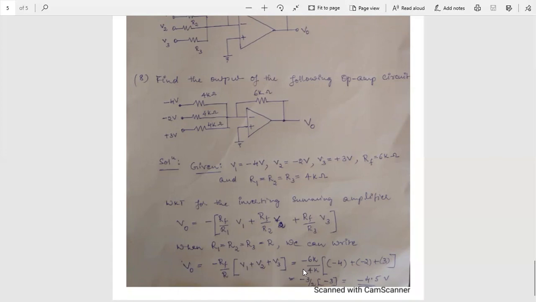So now substitute the values in this equation. RF is equal to 6 kilo ohm and R is equal to 4 kilo ohm, into V1 minus 4 volt, V2 minus 2 volt, then V3 plus 3 volt. So it is minus 3 by 2 into minus 3, which is equal to 4.5 volt. So the output voltage in this op-amp adder circuit is 4.5 volt.